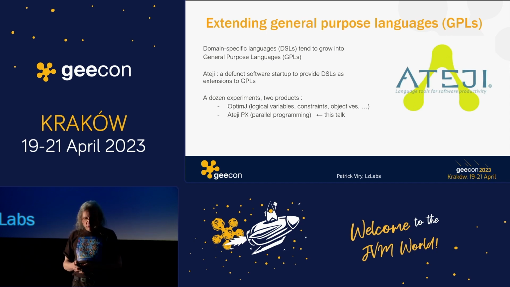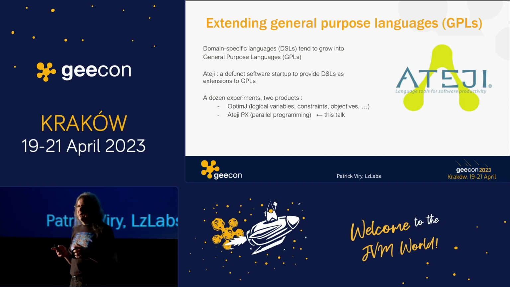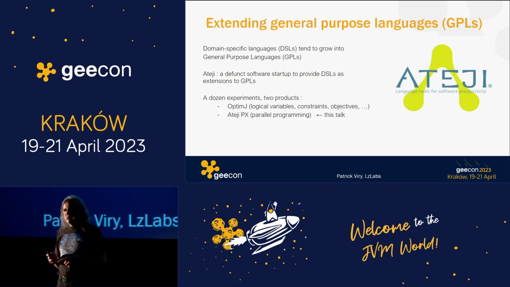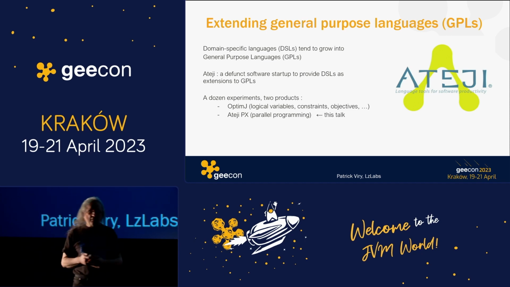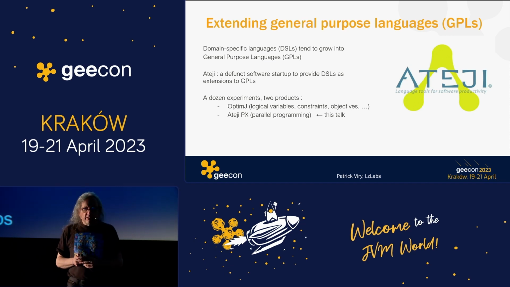The first one is OptimJ. It was about describing optimization problems, scheduling problems, and the main idea was that we added to Java the notion of logical variables, the same kind of variables you find in Prolog, for instance. The second one, the one I'm going to talk about today, is PX. This stands for parallel extension, and it provides additions to express parallel programs.